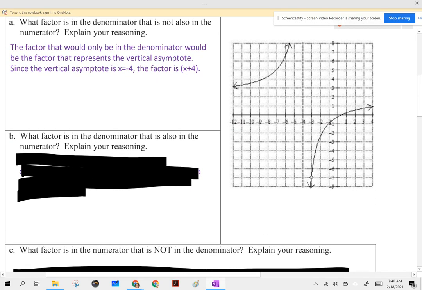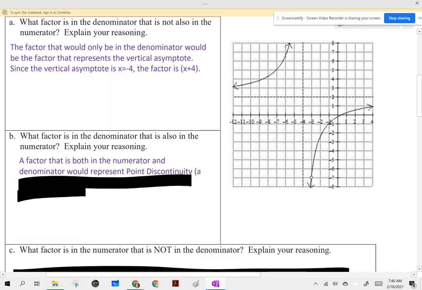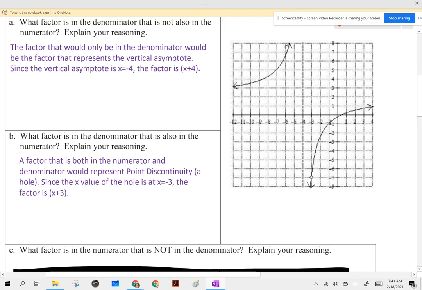All right. Go ahead and answer question B. Okay, what factor is in the denominator that is also in the numerator? A factor that is both in the numerator and the denominator would represent point discontinuity, which is a hole. Since the x value of the hole is equal to -3, the factor is x plus 3.